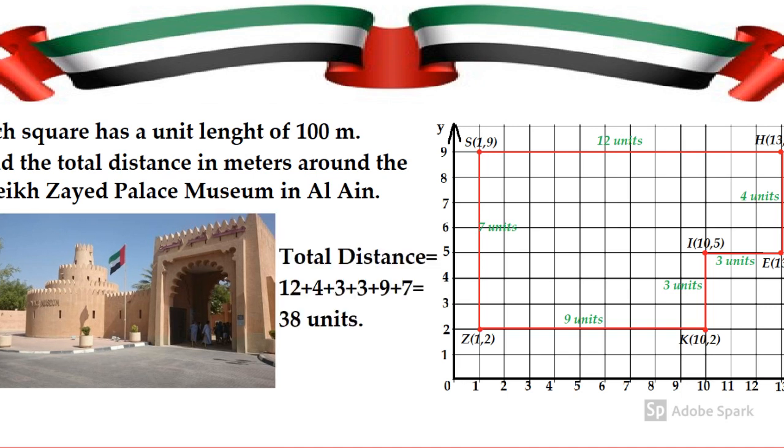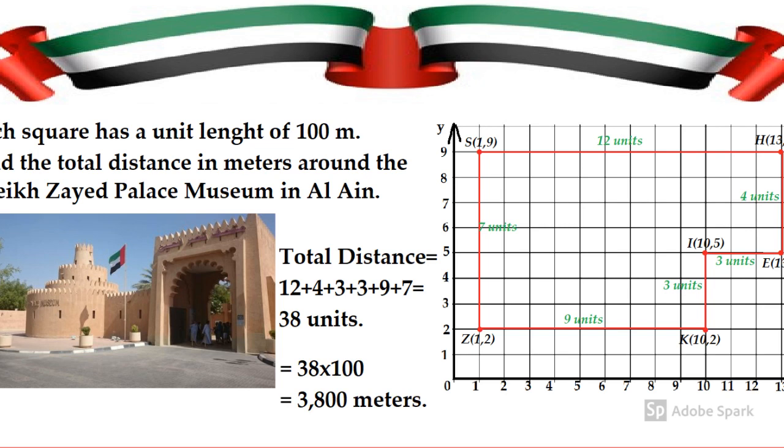The distance from data points S and H is 12. From H to E is 4. From E to I is 3 units. From I to K, 3 units. From K to Z, 9 units. And from Z to S, it is 7 units. So adding all of them, we come up with 38 units.